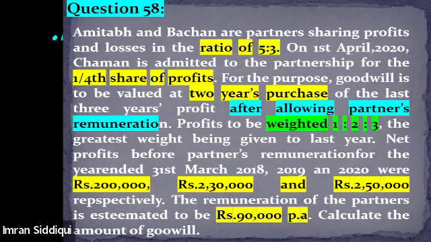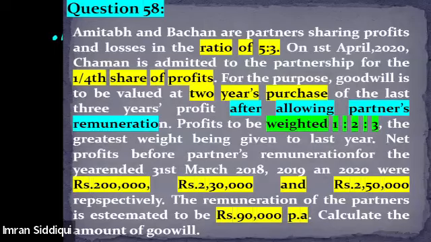Okay, so let's continue with question number 58. It says that Amitabh and Bachchan are partners sharing profit and loss in the ratio of 5:3 on 1st of April 2020. Chaman is admitted to the partnership for the 1/4 share of profit, for the purpose of which goodwill is to be valued at 2 years purchase.